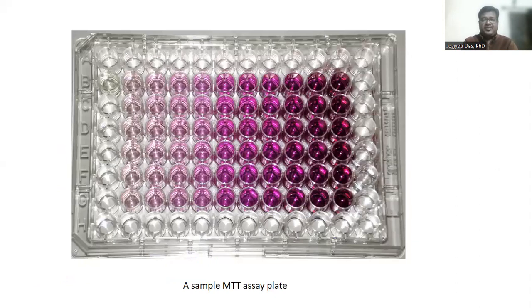So this plate here shows a sample of such an MTT assay, and in this plate we can see an increasing gradient of purple coloration, which means increasing gradient of formazan crystal formation, which means that there were less or no viable cells in these wells, and viability of the cells kept on increasing as you go from left to right.